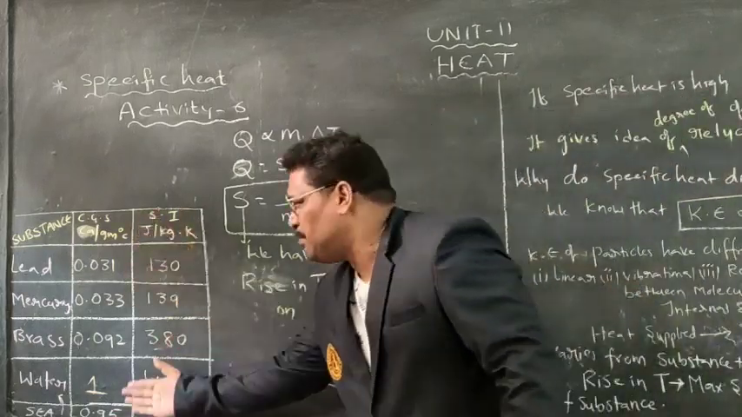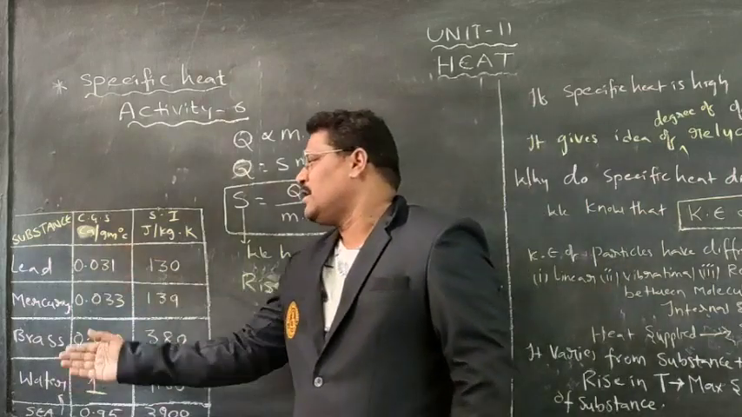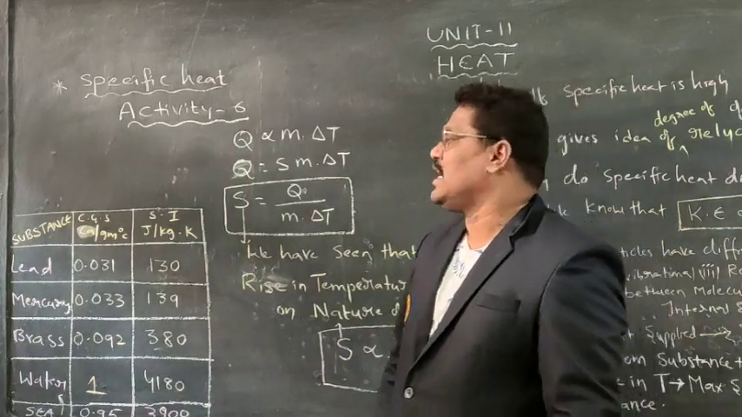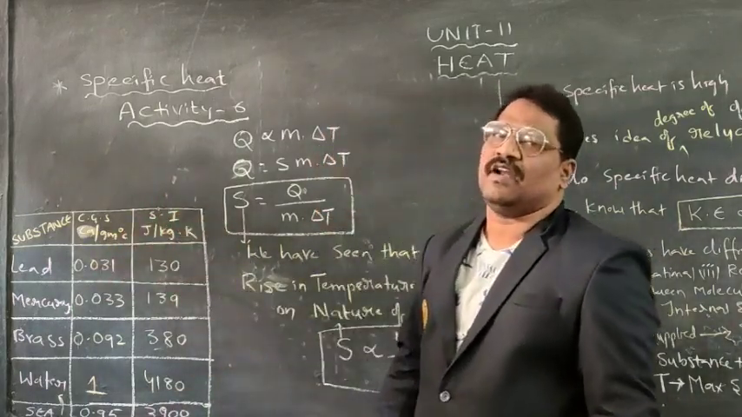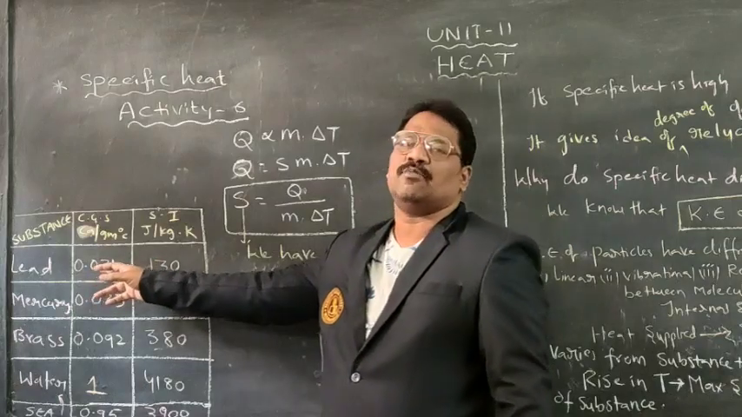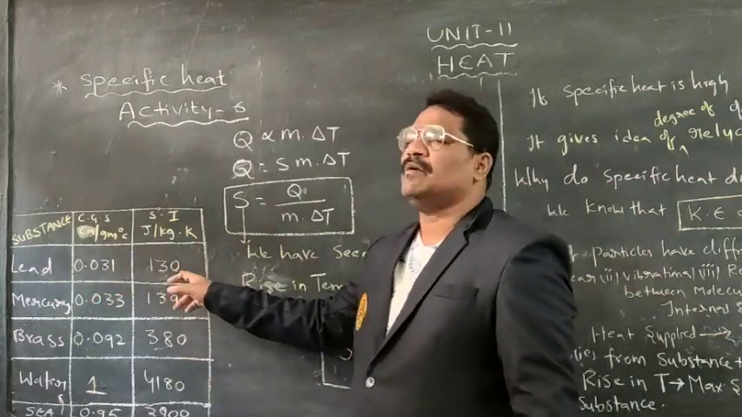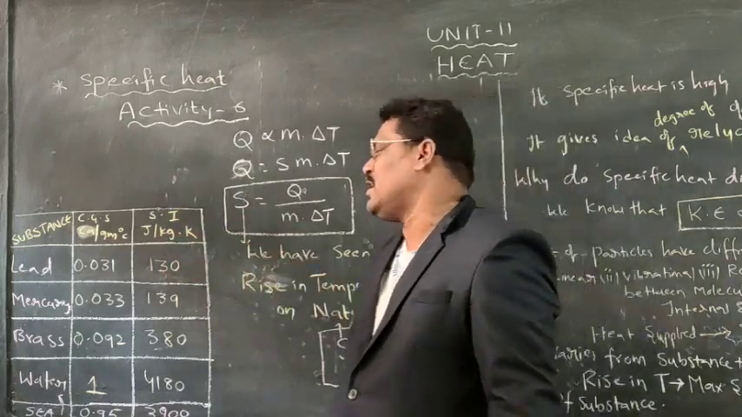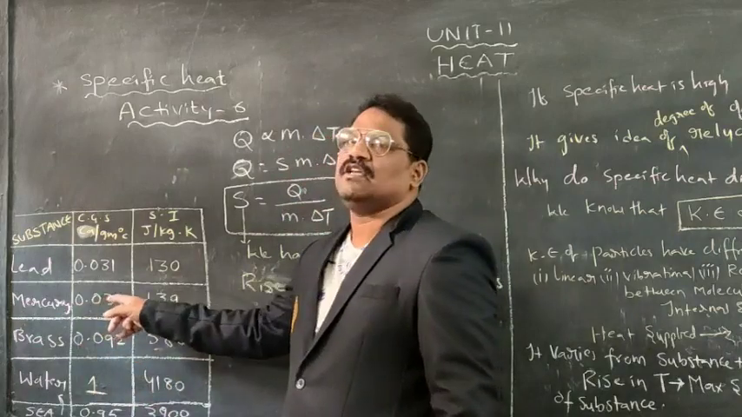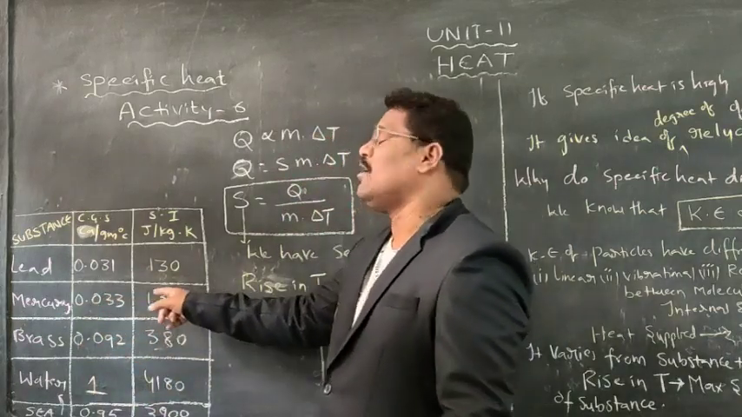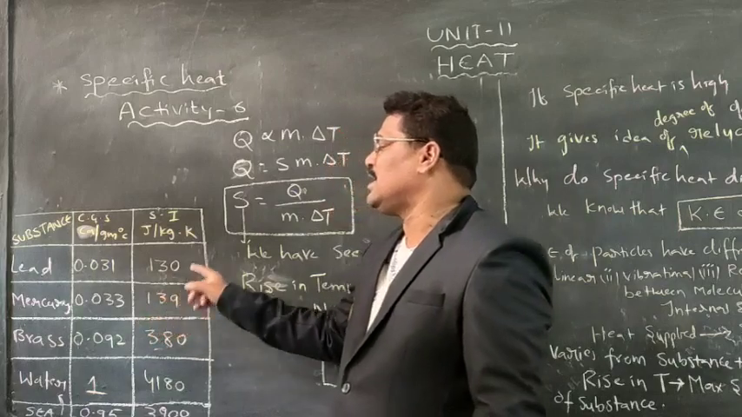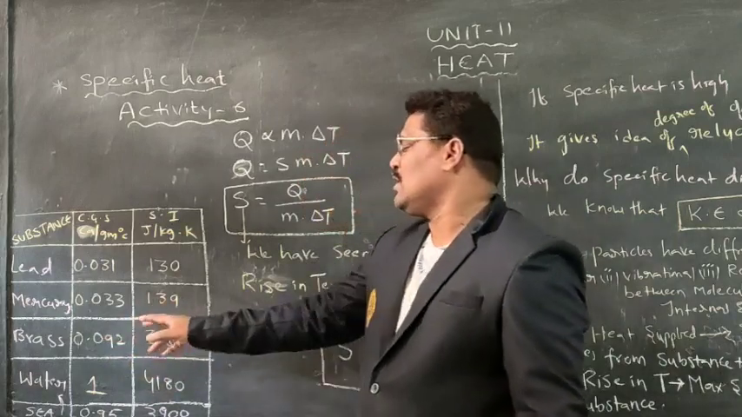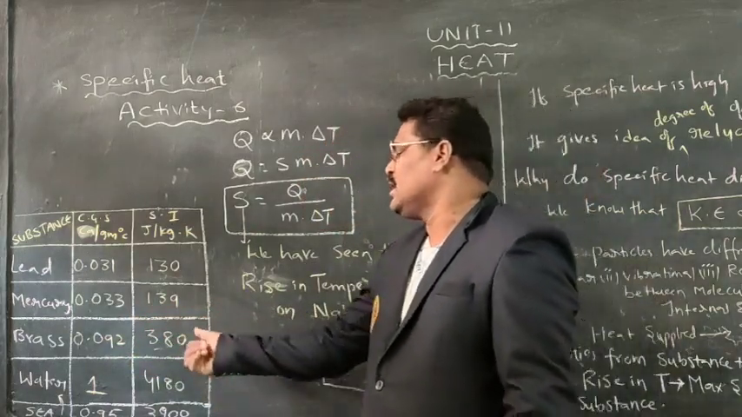If you go for some materials here, such as lead, mercury, brass, water and seawater, if you check it up, specific heat of lead is, in CGS system, 0.031, in MKS system it is 130 joule per kg Kelvin. Mercury, if you go for it, 0.0333, or in SI system 139. Brass 0.092. In SI system, it is 380.